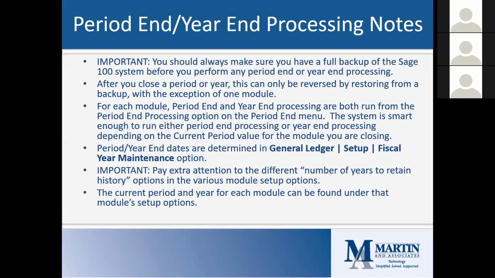Then next, for each module, the period end and year end processing options are both run from a period end processing menu. And then on the period end processing menu, there is a menu option called period end processing. Okay. And the system is smart enough to know whether to run period end close or year end close based on what the current period value is for that module in that module setup options. So if you're in periods 1 through 11, it knows to run the period end processing functions. If you're in period 12, the last period of the year, it knows to do the year end processing.